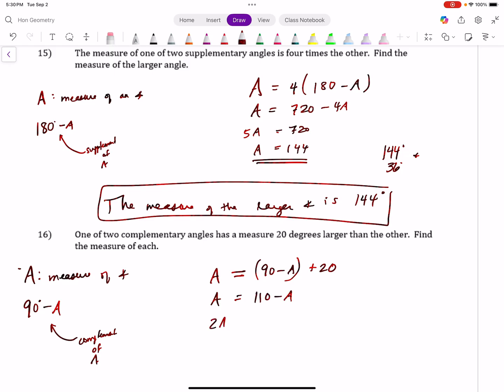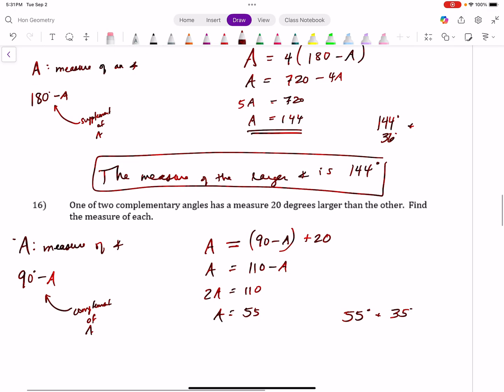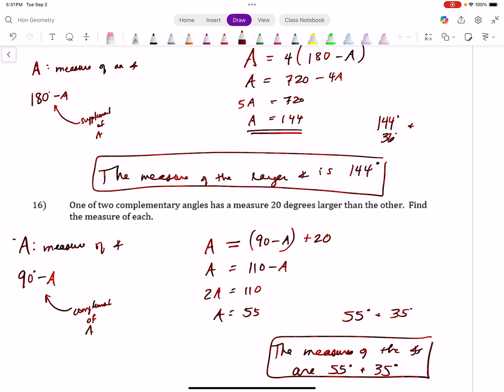I'll add A to both sides. I'll divide both sides by 2. So one of my angles is 55 degrees. Its complement is 35 degrees. Find the measure of each. So the measures of the angles are 55 degrees and 35 degrees.